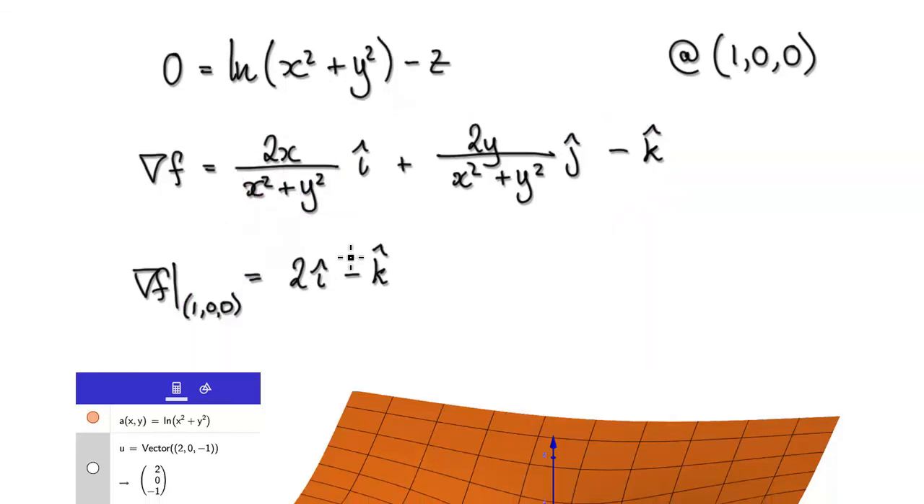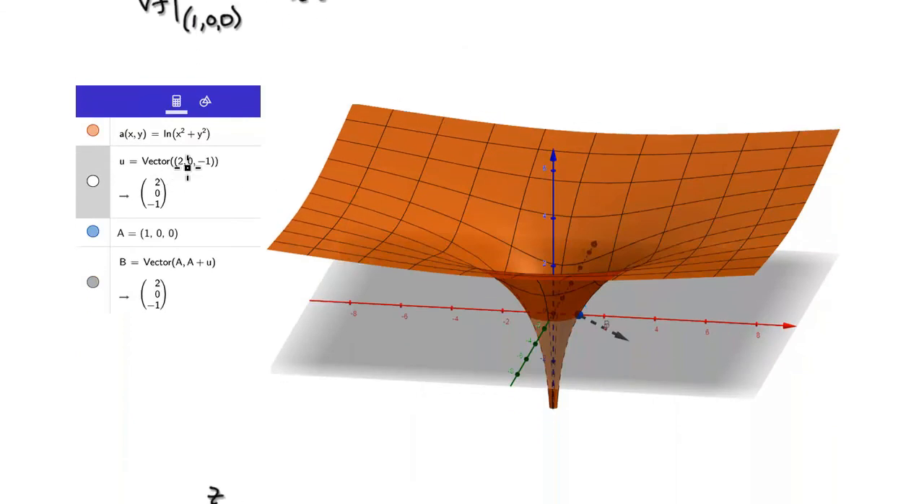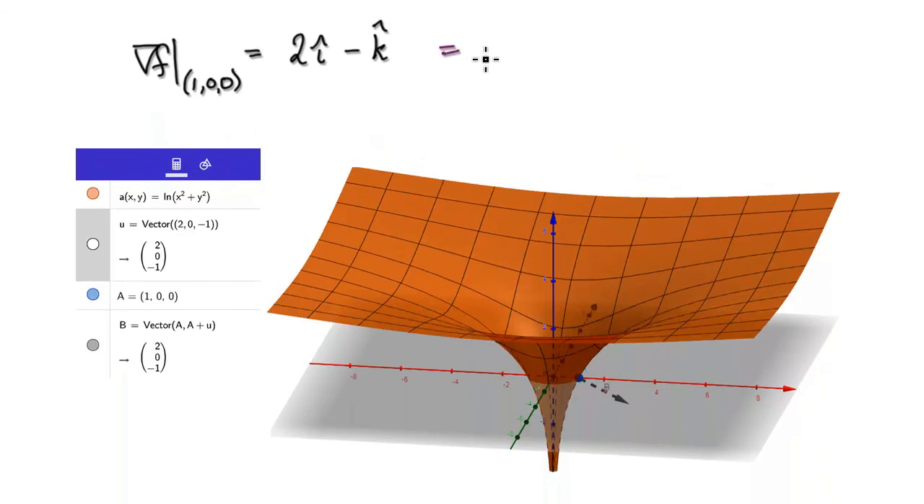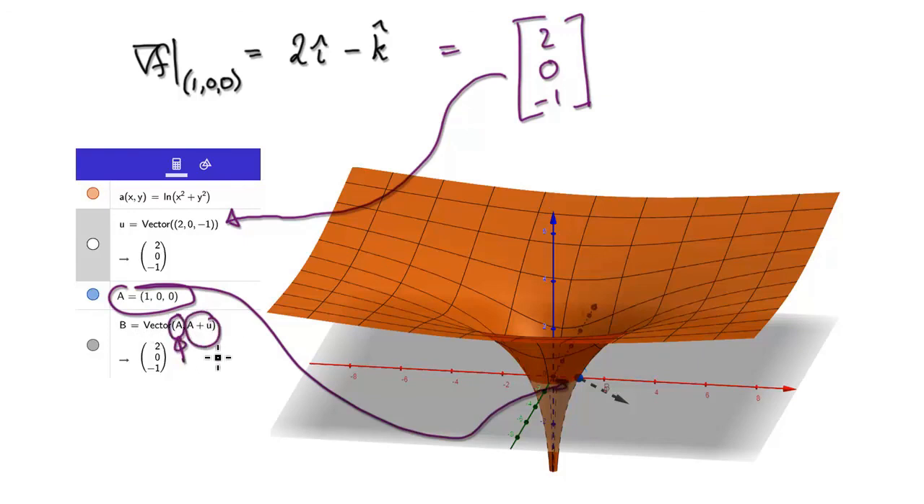So punch this into GeoGebra. Our grad f is this, grad f is (2, 0, -1). So define a vector. This is our vector here, and then this is our blue point here. And then type this in: vector, and then your starting position, and then your end position. So this is our vector b here. So this is grad f here. This is our grad f.